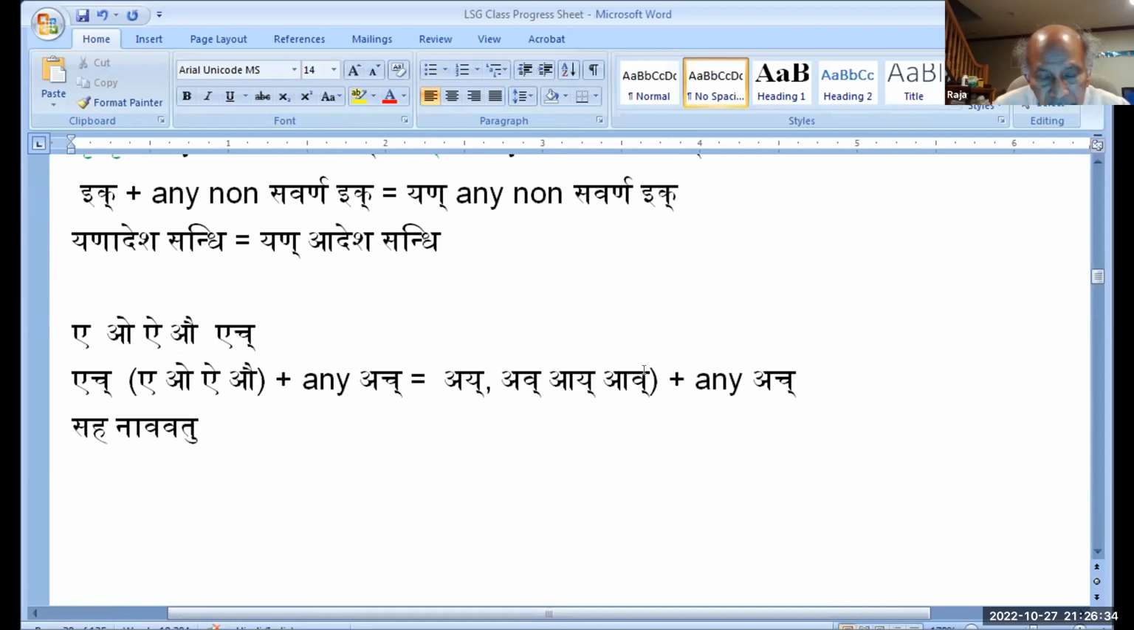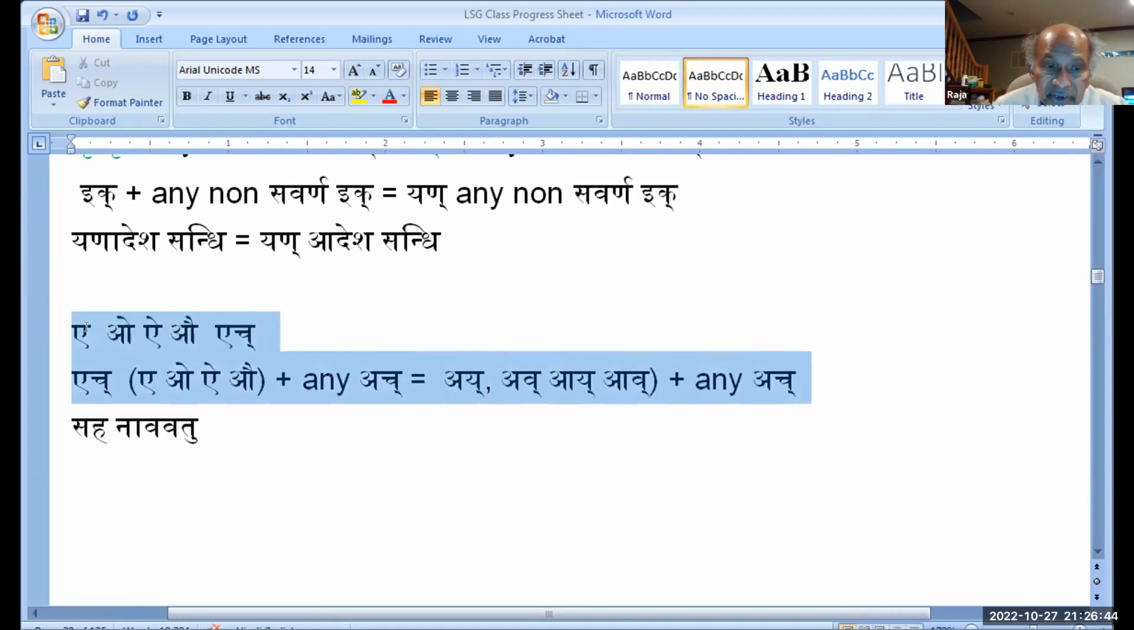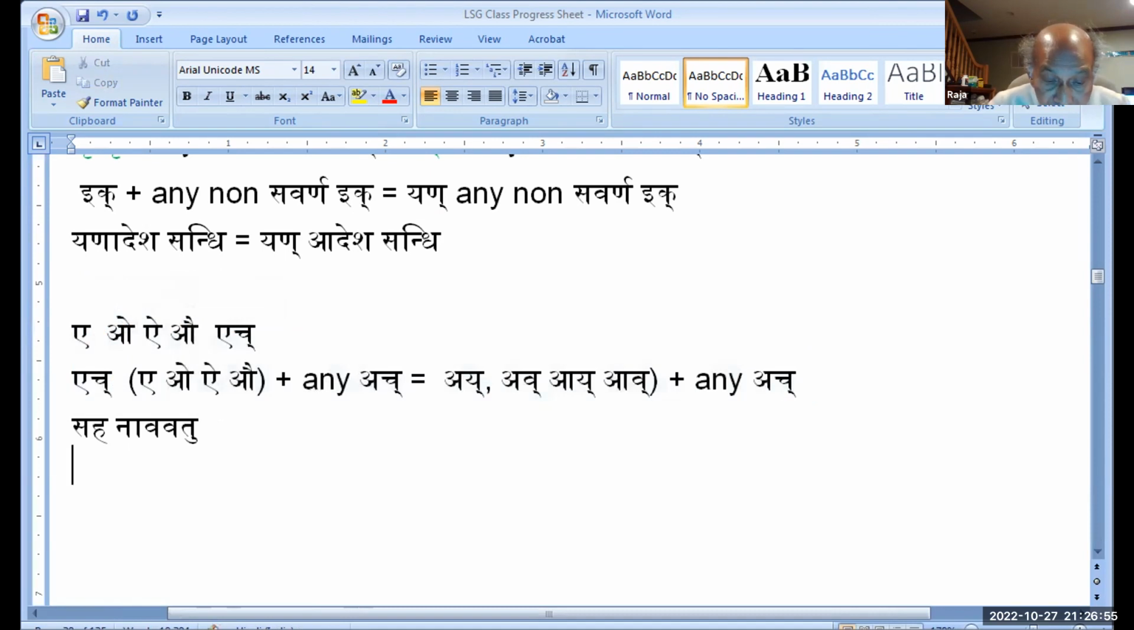That's when the Sahana Vavatu came in. And for any vowel, I'm going to give you a whole bunch of examples next class, and also exceptions to this. There are a lot of exceptions, and a simple exception is Rama.